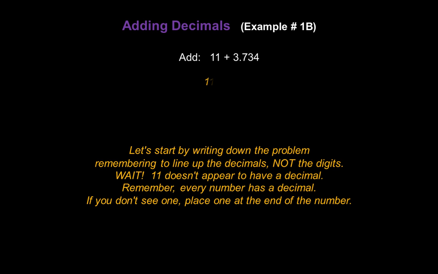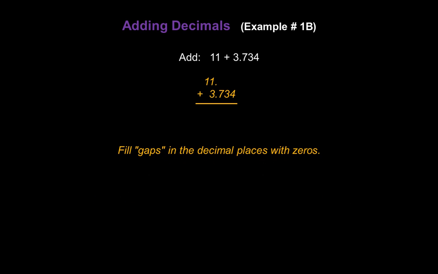The problem will look like this: 11 plus 3.734. The decimals are all lined up. Now we're going to fill gaps in the decimal places with zeros. I only have 3 gaps here, and they're all after the 11, so I'll put 3 zeros right after 11. Just like that. Now ignore the decimals and add these numbers as you normally would.